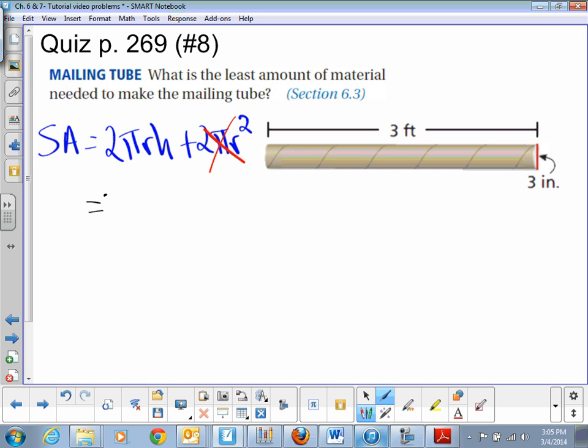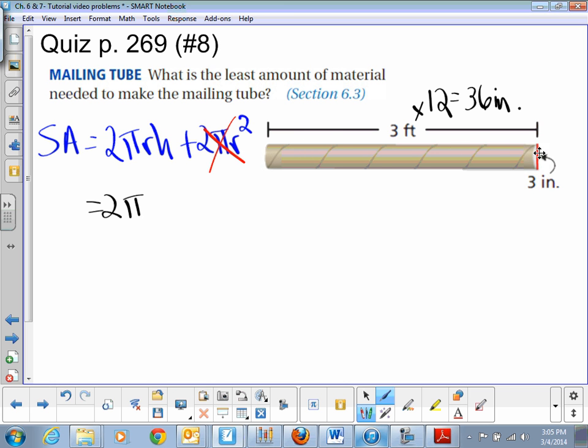So, 2 is 2, pi is pi. The radius, what? Wait a second. We got 3 inches, 3 feet. Can't just use those numbers. We got to convert one of them. Let's do a little mental math. Keep everything in inches. If we just multiply this by 12, because there's 12 inches in a foot, that really means the length of the tube is 36 inches. Well, therefore, that's the height.